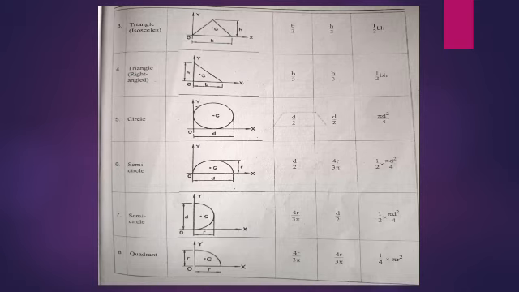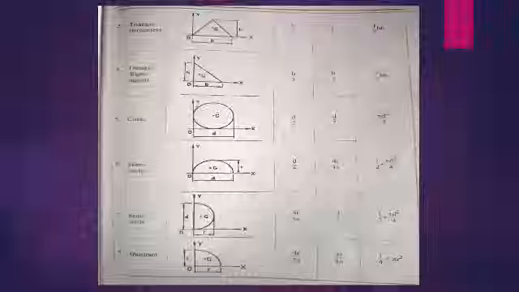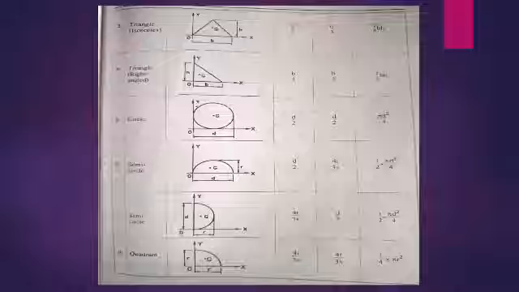Next, the sixth shape is semicircle. Here we are considering a semicircle which is resting along the x-axis. Okay, therefore the x bar value is d by 2 and the y bar value is 4r by 3 pi. Semicircle means half of the circle. Therefore, the area formula becomes half of the area of a circle, that is half pi d square by 4 or half pi r square.